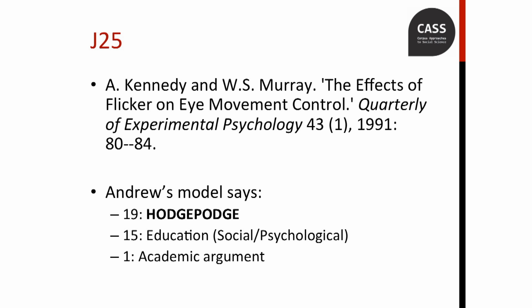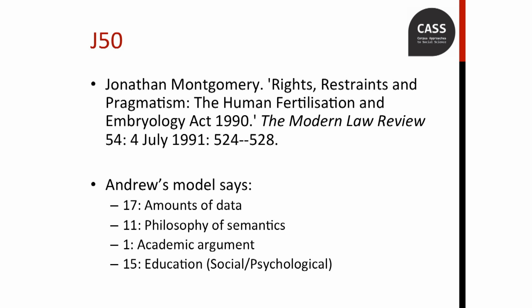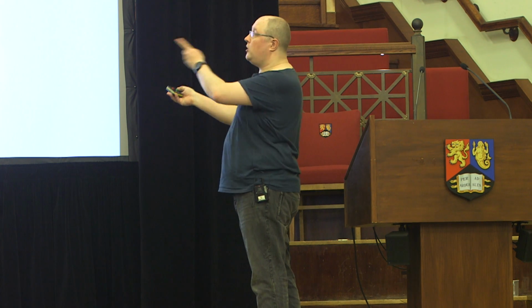And then I went for 50. And I found, unfortunately, that that also is... So rights, it's a paper on embryology, but it's law as well. And so we have the academic argument and the amounts of data evidence, that seemed like academic discourse. But then we also had the one that I struggled for and called it philosophy of semantics, and then the education one again. That seemed to me to be a bit better in terms of getting that text. Incidentally, these are the statistically strongest topics in each one.